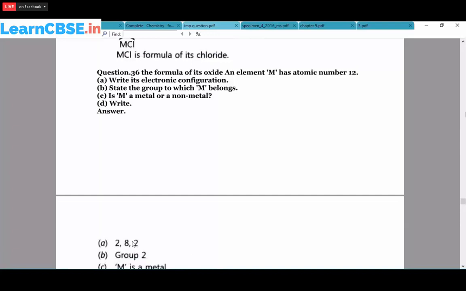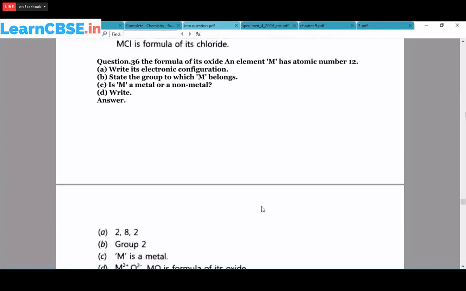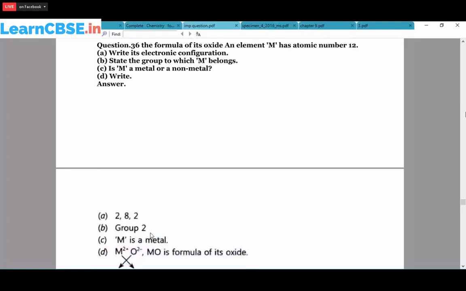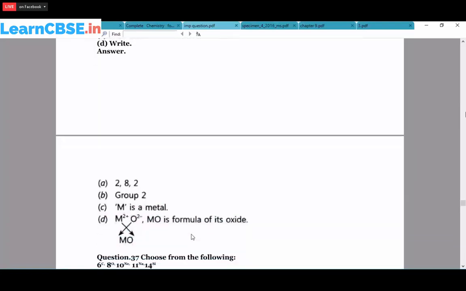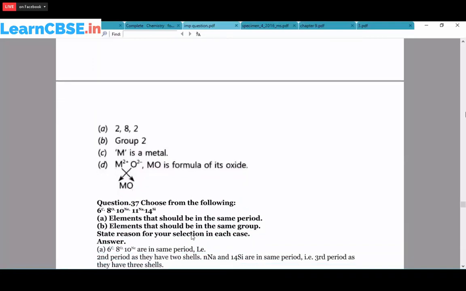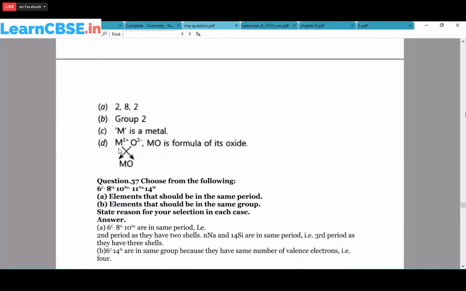It has 2 electrons in the outermost shell, so it is in group 2. It can easily lose the 2 electrons in the outermost shell instead of gaining 6 electrons, so M is a metal. For its oxide formula, M has a +2 charge and oxygen has a -2 charge. The 2 cancels, so MO is the formula of the oxide.